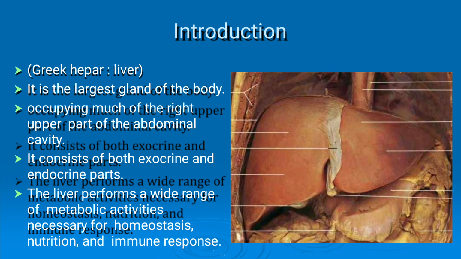It is the largest gland of the body, occupying much of the right upper part of the abdominal cavity. It consists of both exocrine and endocrine parts, so we can say it is a heterocrine gland. The liver performs a wide range of metabolic activity necessary for homeostasis, nutrition, and immune response.